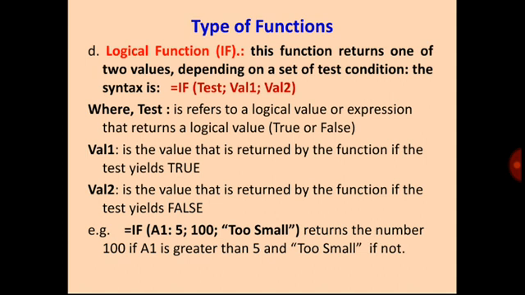So let us see this example. If A1 is greater than 5, then 100, otherwise... there is a typing mistake here. This should be A1 greater than 5. So if the value of A1 is greater than 5, it returns 100. Otherwise, it returns "too small".